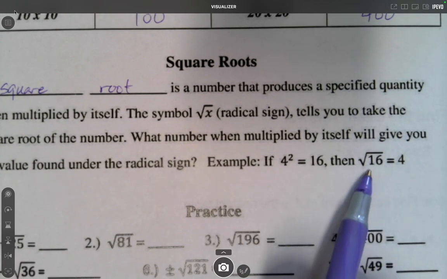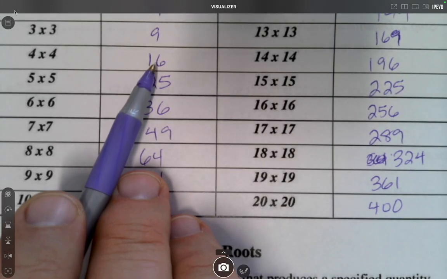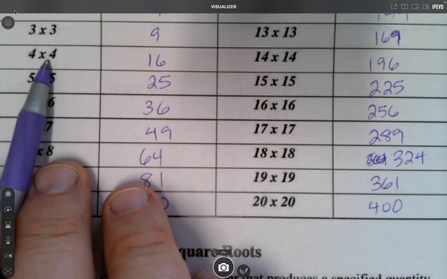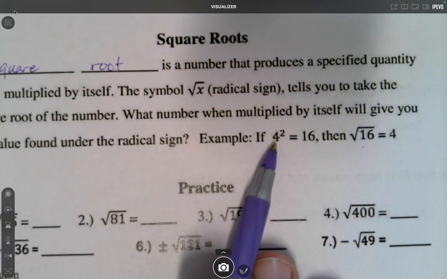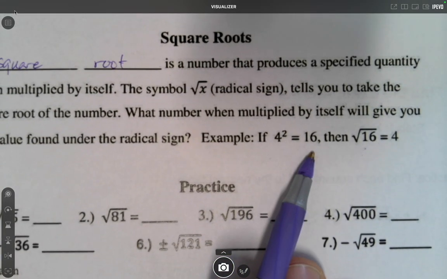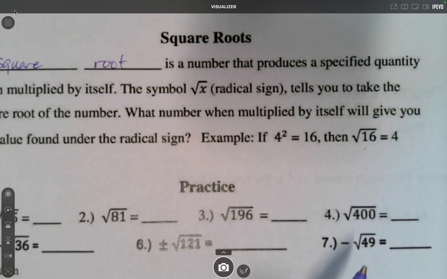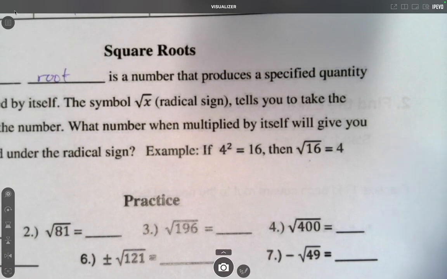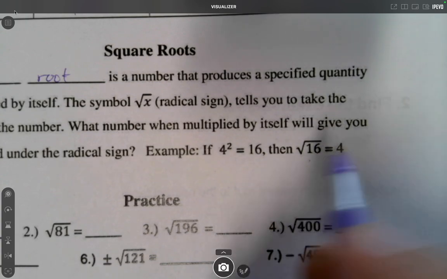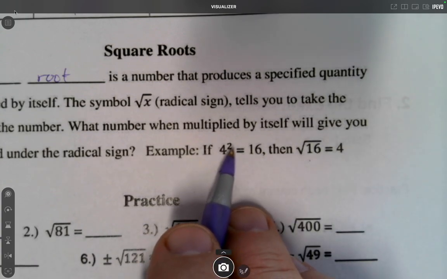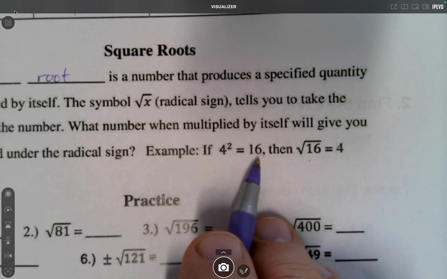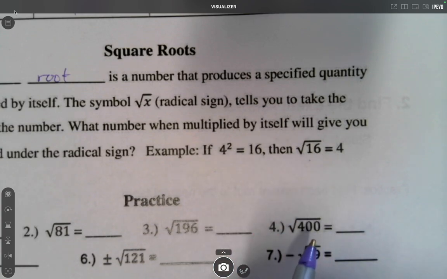So if they say, what's the square root of 16? You can say, okay, so what number times itself equals 16? And if you're familiar with these numbers up here, you should know 16 is the result of 4 times 4. So since 4 squared, or 4 times 4, is 16, the square root of 16 is 4. So square roots are really just doing the opposite of squaring something. You see how if we square 4, we get 16. If we take the square root of 16, we get 4. So they're called inverse operations.